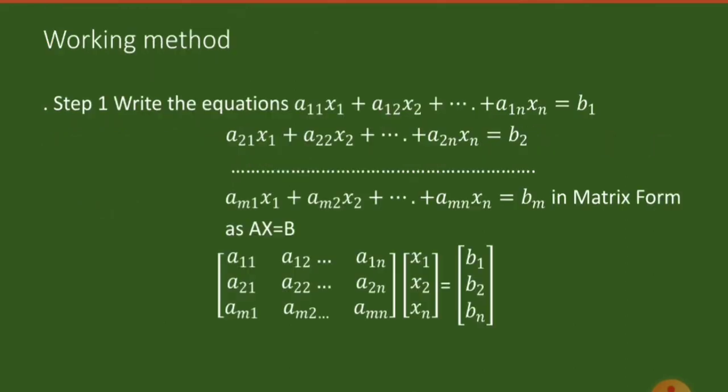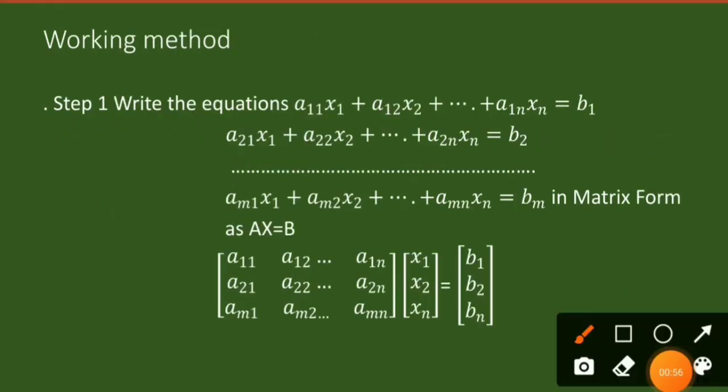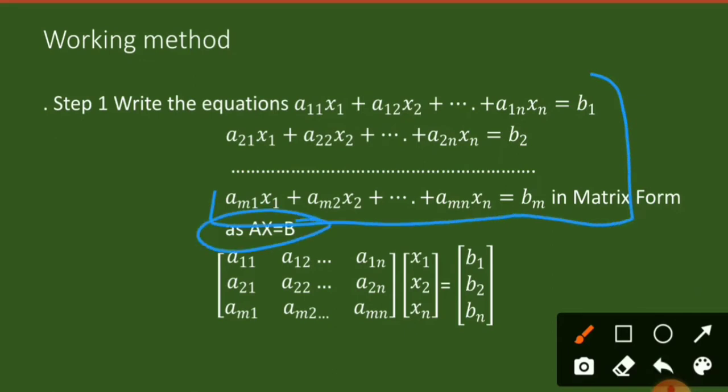So now we will see how to solve those equations, the working method, in the same manner as we have done for the homogeneous case of equations. We have to write the equations in matrix form, where matrix A is the matrix of coefficients in the given system of equations. Then this matrix x1, x2, xn is the matrix of unknowns, and the matrix on the other side is b1, b2, bn, the matrix of the constant terms.